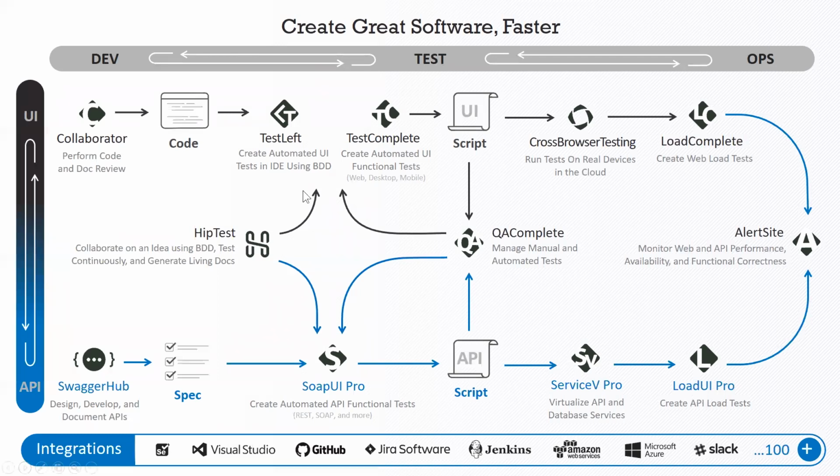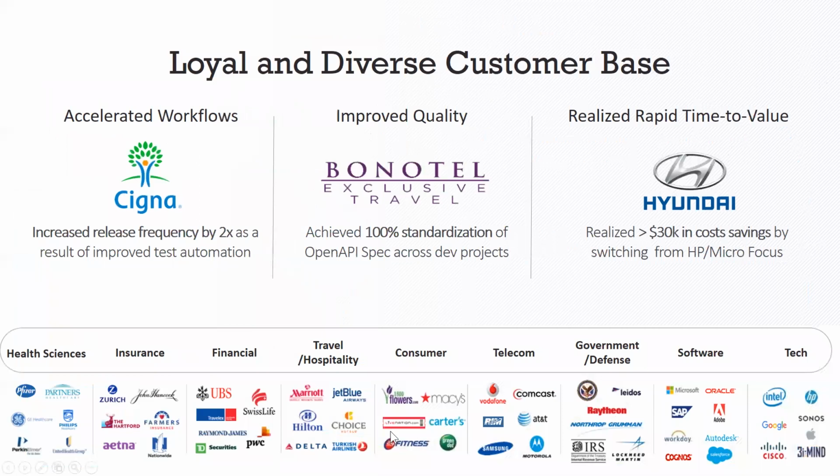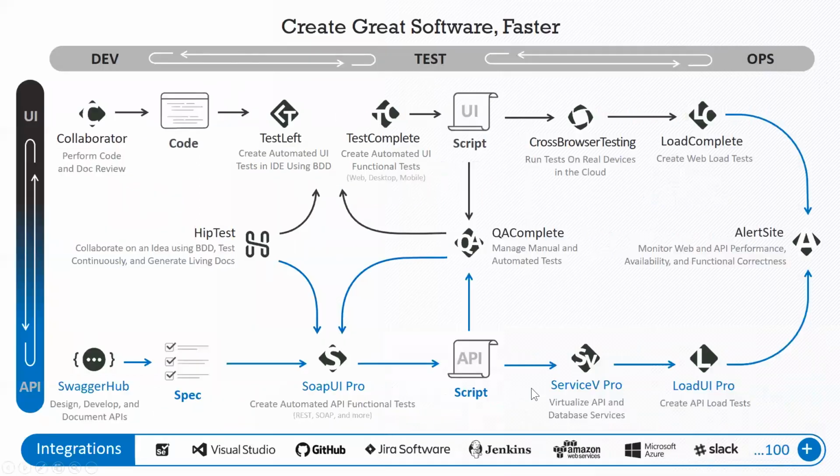Okay, so from a development, testing, and operations perspective, we can develop in Swagger Hub. We can run our tests in SOAP UI and Load UI. We can remove dependencies by creating mocks of third-party or other services using Service V. And then from an operations perspective, we can monitor our web and API performance once it's in a production environment and get alerted immediately should there be any issues or unavailability.